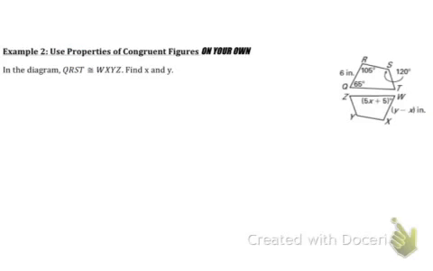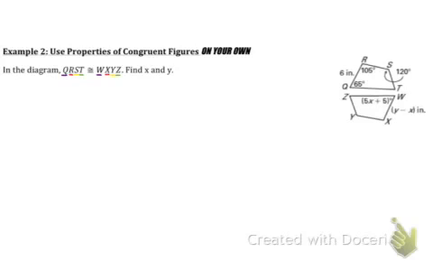Alright, in example 2, we have to use properties of congruent figures. In the diagram, QRST is congruent to WXYZ. We have to find the values of X and Y. So luckily, they gave us a congruent statement. QRST, quadrilateral, is congruent to quadrilateral WXYZ. So if you look at it, angle Q and angle W are first written down in your congruent statement for each figure. So that means that both of those angles are going to be congruent. Same thing with R and X, S and Y, and then T and Z.